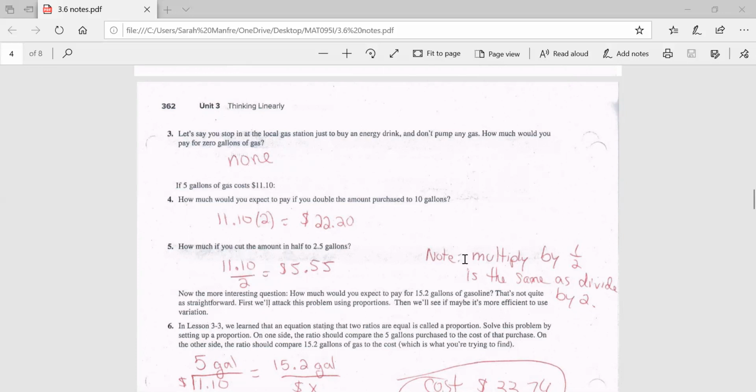Now, I just want to put a quick note here. I chose to divide by 2 because I know that half of something is the same thing as dividing by 2. This is also the same as multiplying by a half. So multiplying by a half is the same as dividing by 2. I personally think dividing by 2 is easier, but you could also multiply by a half or 0.5 and you would get the same answer.